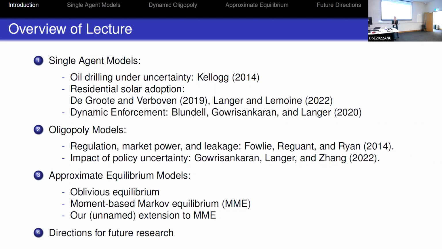Then I'll go on to oligopoly models, in particular regulation, market power, and leakage, so the interactions between those things, and the policy uncertainty paper I talked about yesterday. Just a brief overview to get us into these ideas of when do you need to think about equilibrium, and I'm going to talk through the approximate equilibrium methods that Ariel didn't talk through, so we can sort of cover a bunch of sets. And then, as I said, at the end, I'll give you a bunch of research ideas.